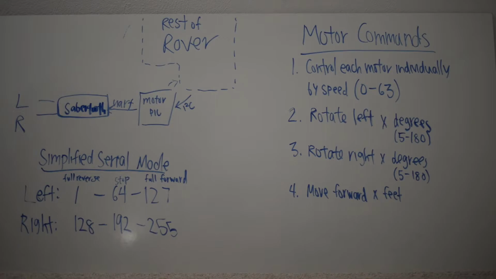So for example, if you want to move both motors forward at full speed, you would send a 127 across UART to the motor controller, and then immediately after you would send a 255 across UART.